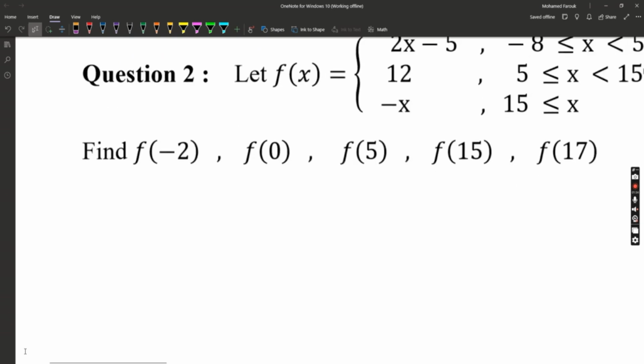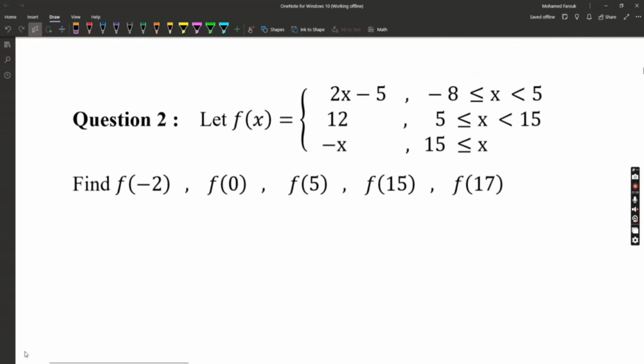Okay. Second question. We need to get the value of the function. Of course, this one is a piecewise function. It's a function and it's separated into more than one part. This is the first part, this is the second part, third part.